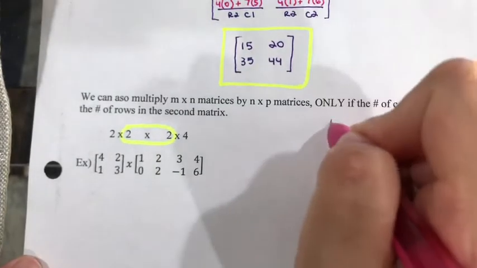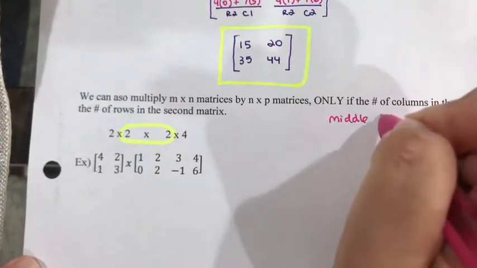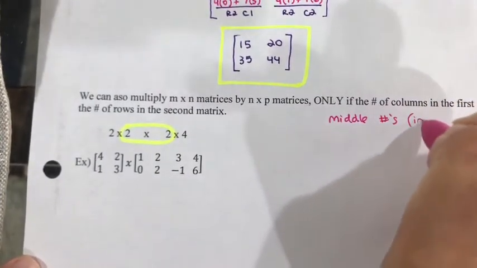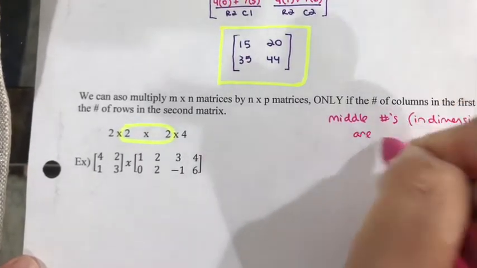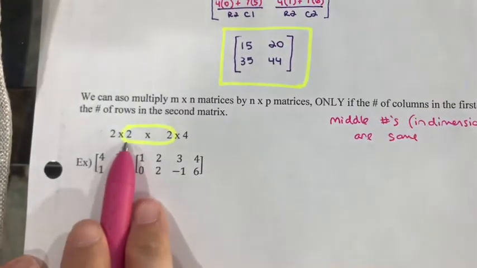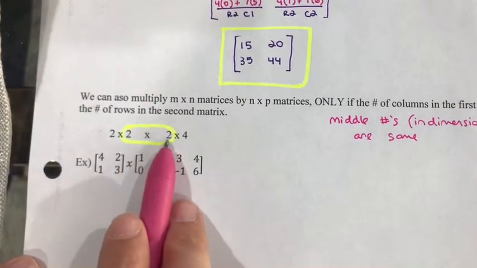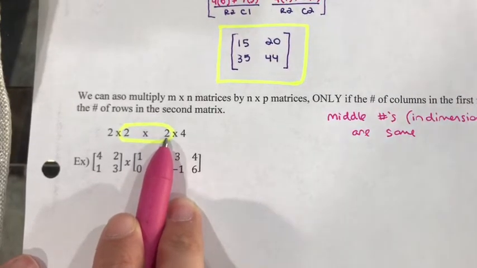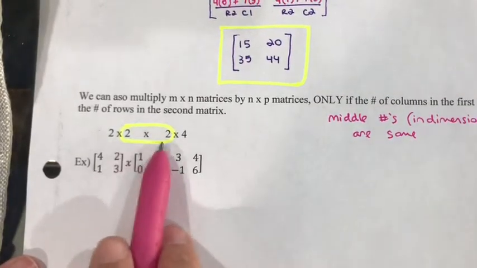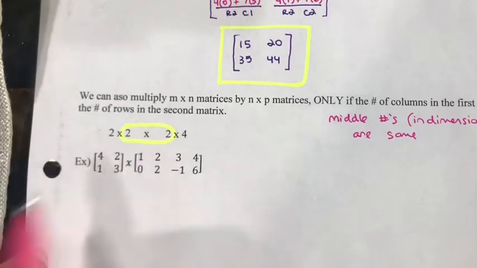So middle numbers in dimensions are the same. That means the number of columns in the first matrix is equal to the number of rows in the second matrix, okay? So in this case, these are the same, they're both 2, so it is going to work.